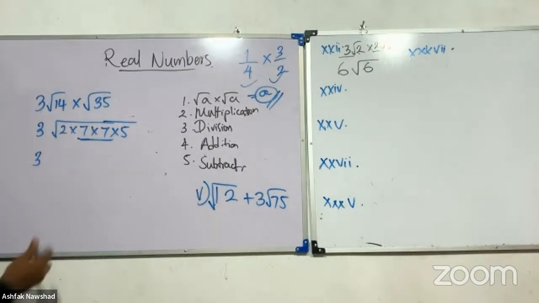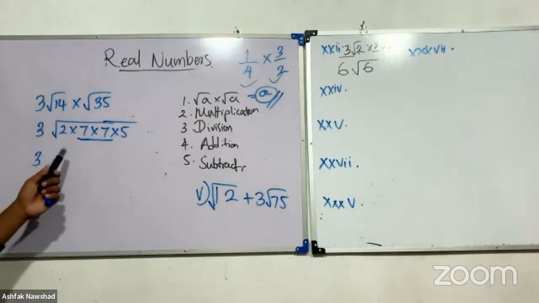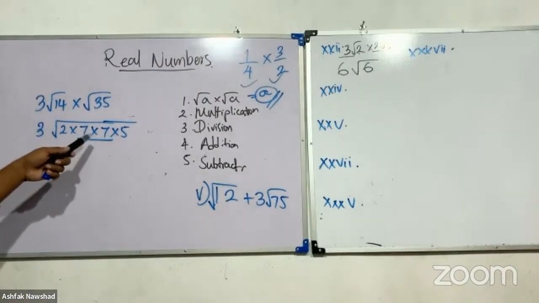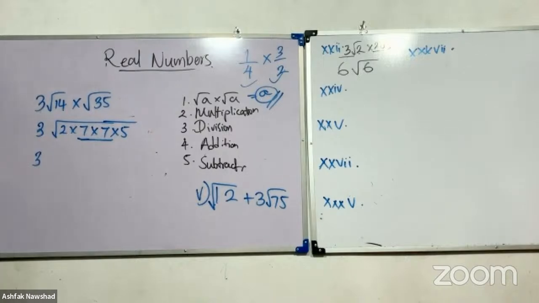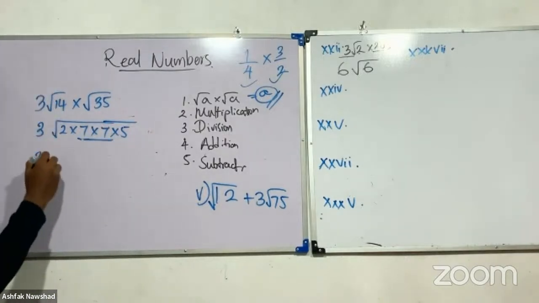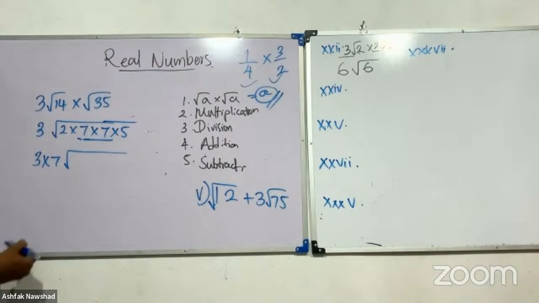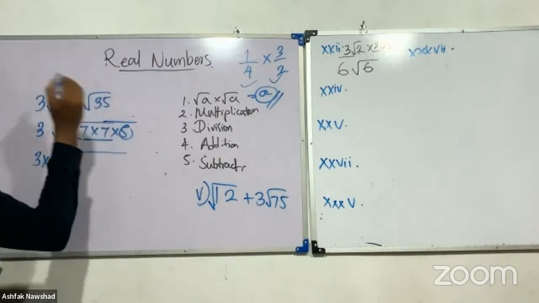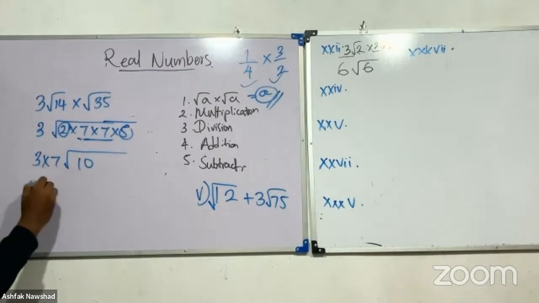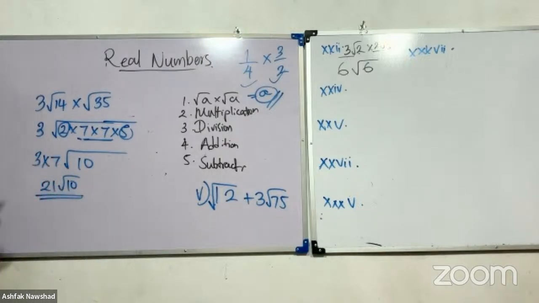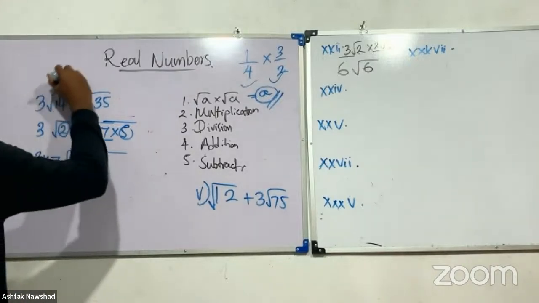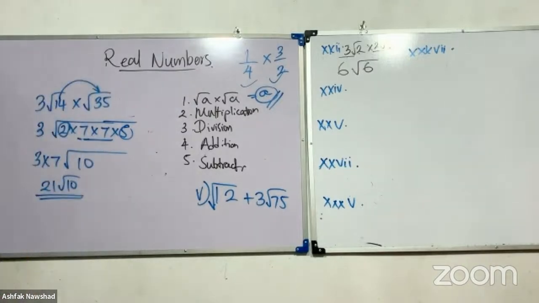Here 7 times 7 is 49. That's a square number, so I'm going to take the square number outside. If I take 49 outside, I'll end up with 7. On the inside, there would be 2 and 5, that is 10. So here it's 21 root 10. If you are not okay with this step, what can you do? You can multiply 14 by 35 and then you can come to an answer.